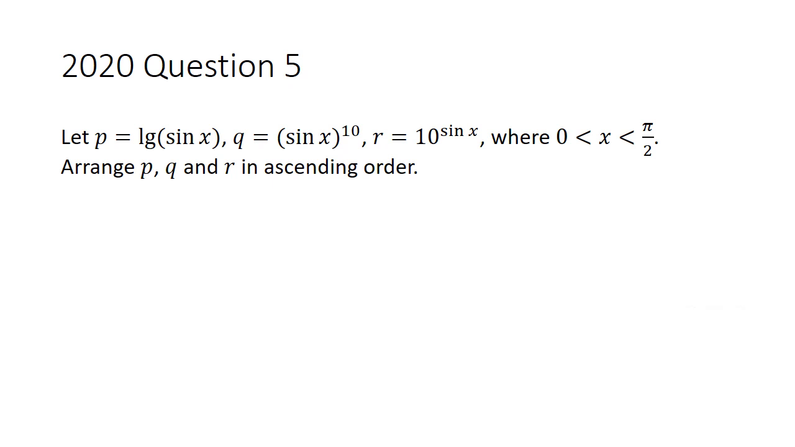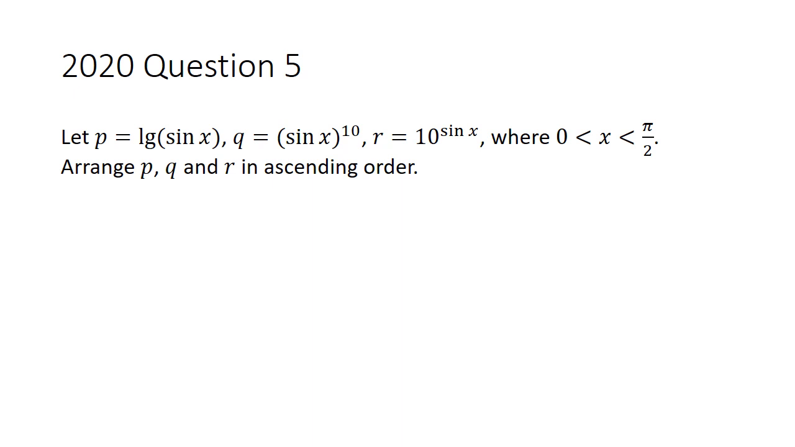So I'm going to tackle question 5 using graph sketching. But before I do that, I'm going to simplify these three graphs first. So instead of drawing y equals log of sine x, I'm going to just draw y equals log x. So basically, I'm going to ignore all the sine x in the P, Q, and R functions. I'm just going to change it to log x, x to the power of 10, and 10 to the power of x. So changing all the sine x to x first.